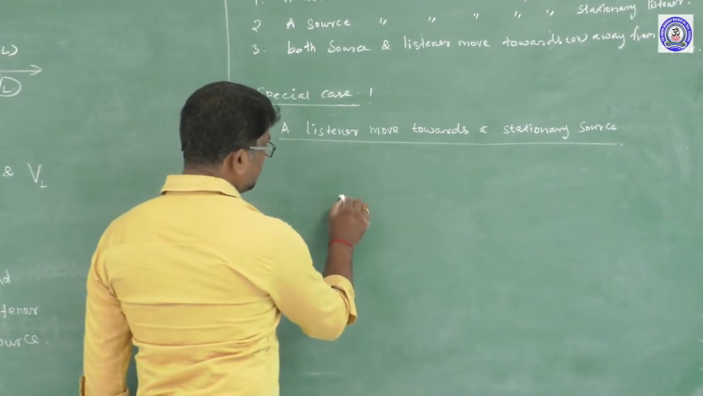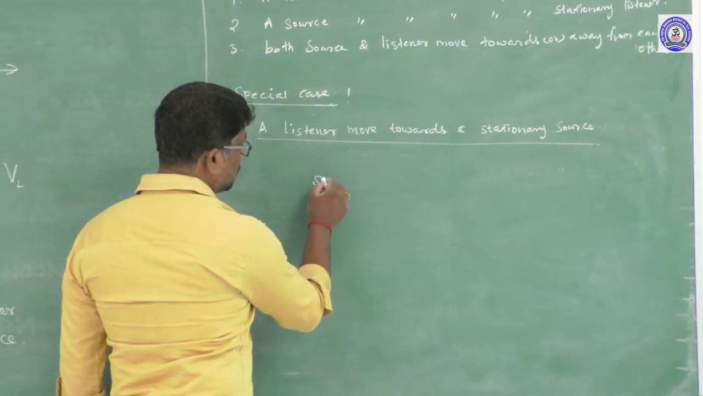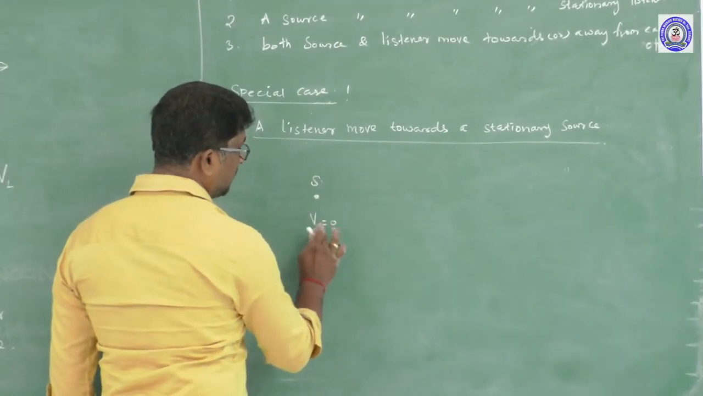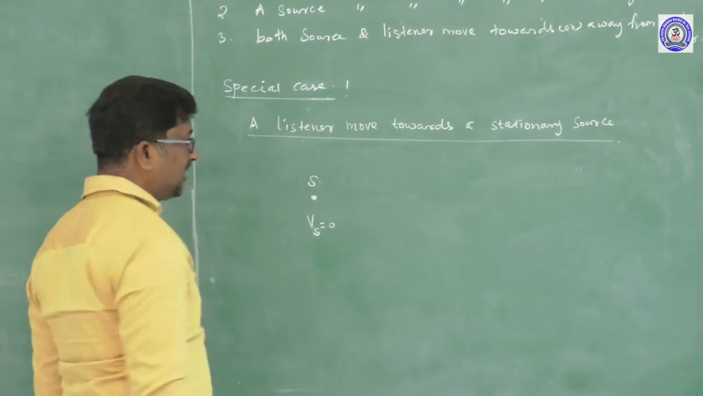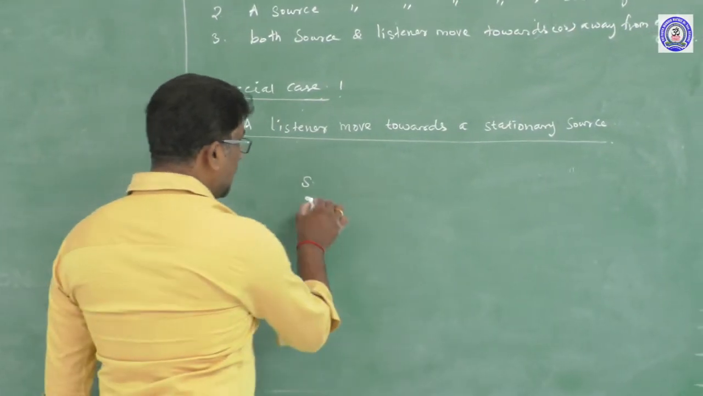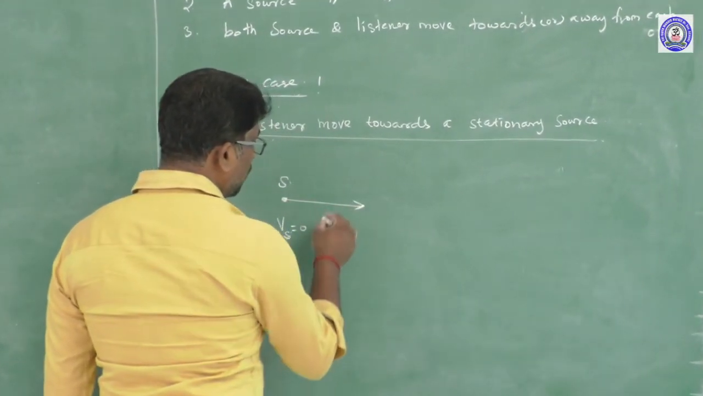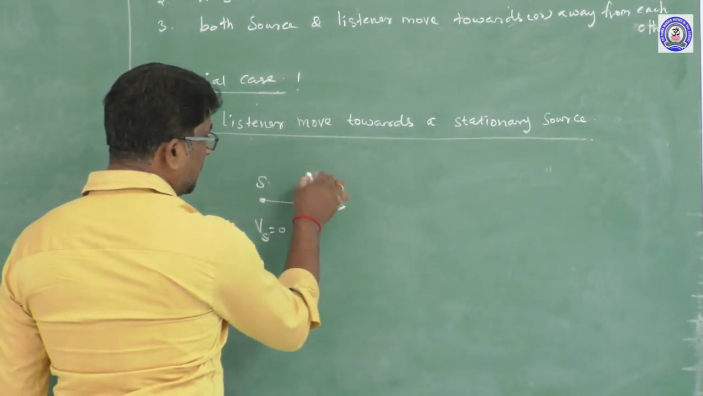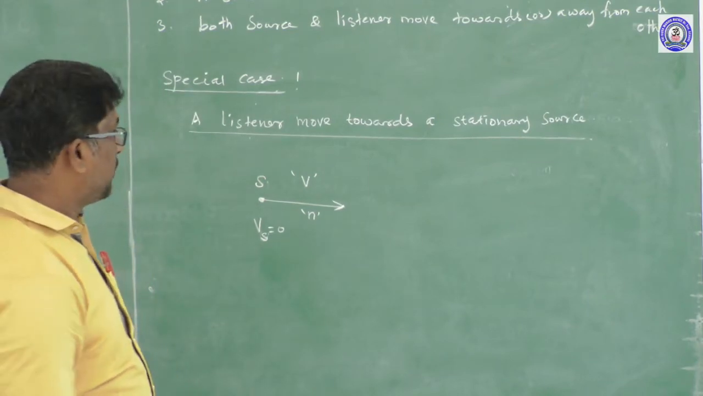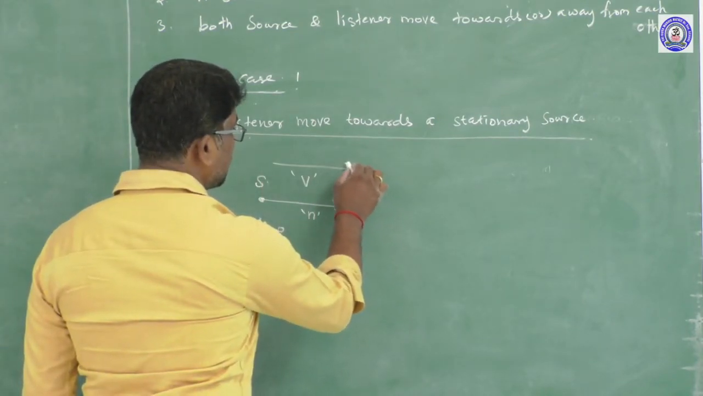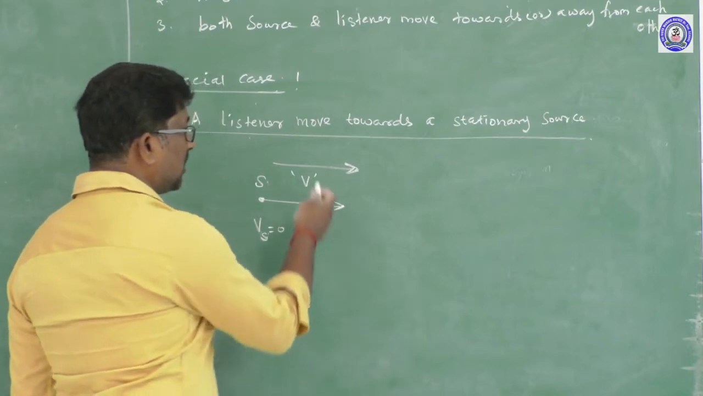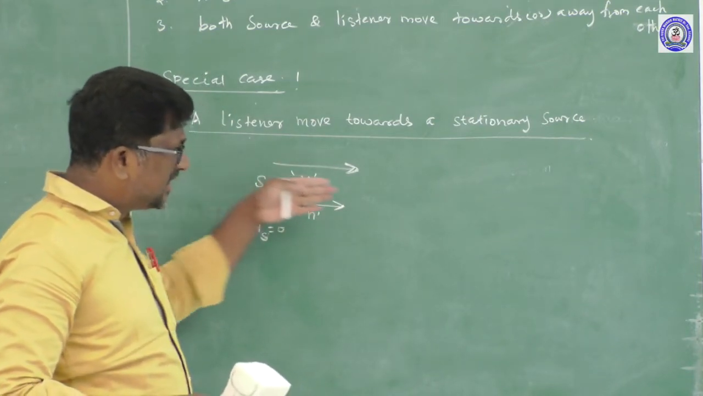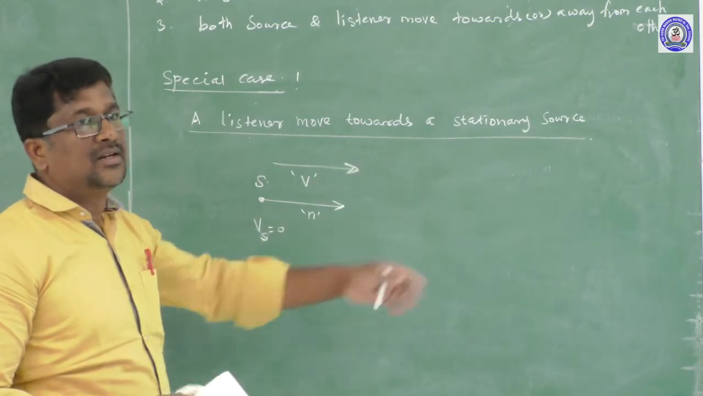This is the source, which is at rest, so its velocity Vs is taken as 0. It emits a sound wave of frequency n and with the velocity of V. This is the direction of velocity of the sound wave. The direction of velocity of the sound is always towards the listener.